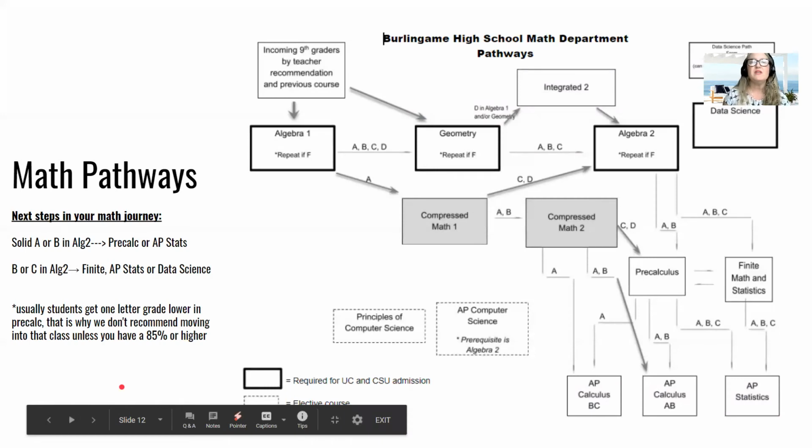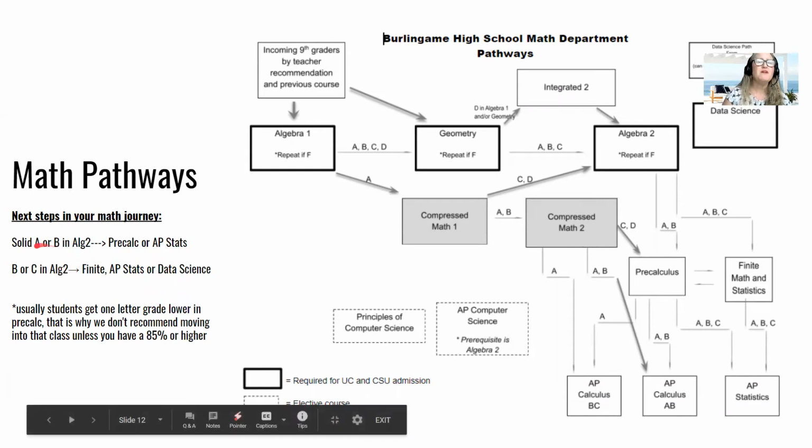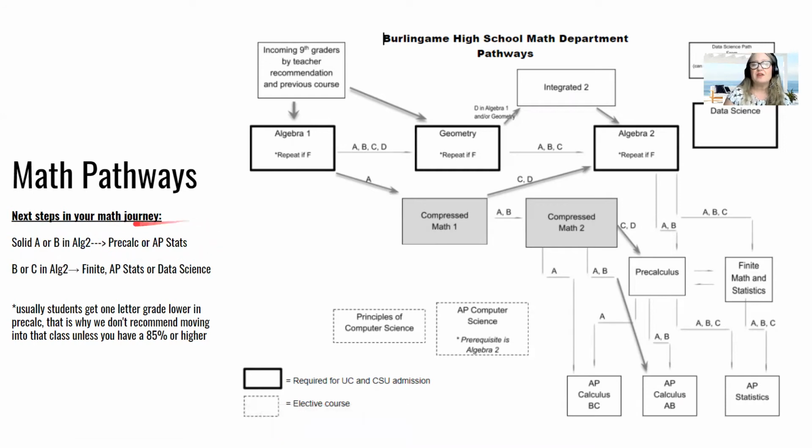Now, one of the big things that we need to talk about this time of year that we always address during open house is, what are the next steps? What are the next steps on your math journey? So you're in Algebra 2 right now. So if you have a solid A or a B, we definitely recommend either pre-calc or AP stats, depending on the student's interest, what they would like to major in college, that type of thing, or what they want to do after high school. Not everybody wants to go to college. So depending on what your goals are, pre-calc may not be for you. Maybe AP stats is for you, or maybe neither.